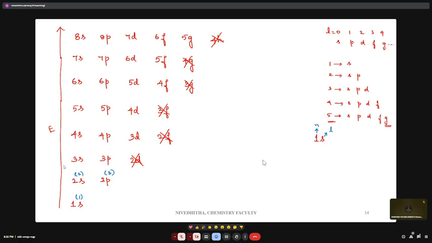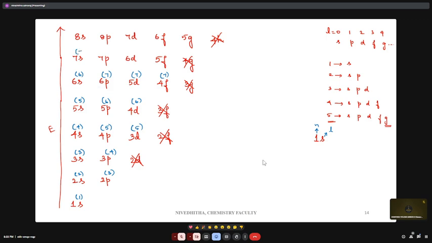For 3s, it is 3. Very good. 3p is 4. Very good, Kana. 4s is 4. 4p is 5. 3d is 5. 5s is 5. 5p is 6. 4d is 6. 6s is 6. 6p is 7, 6 plus 1, 7. 5d is 7. 4f is 7.